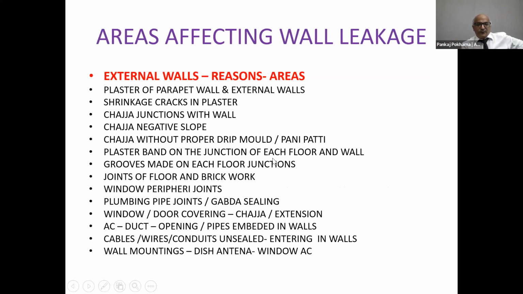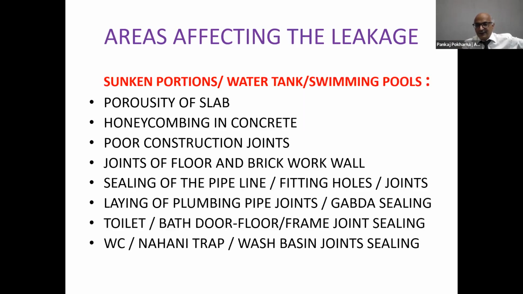Then wall mounting, this antenna, these all joints which are put on the external walls. And sometimes in bungalows, they put the antennas and dish on the external wall only. And those joints and fittings corrode and create leakage inside. So these are the areas of external wall which create leakages.